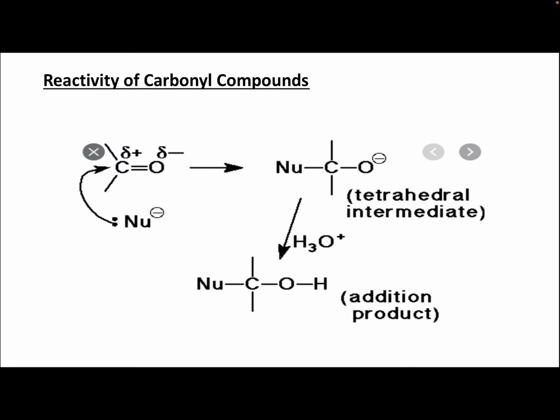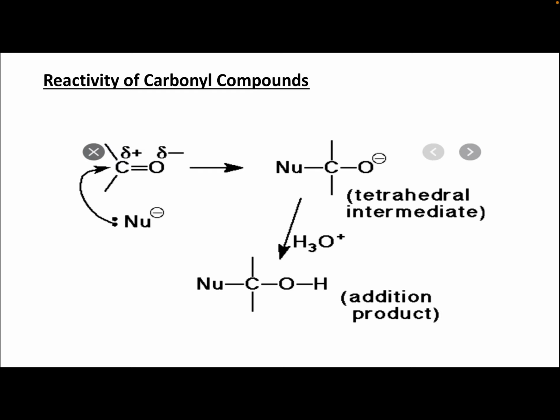We are seeing on the carbonyl carbon, you have seen that oxygen has a delta negative charge and carbon has a delta positive charge. So the nucleophile is negatively charged, so it will attack the positively charged carbon, the nucleophile gets attached there, and a tetrahedral intermediate is formed. Then H plus attacks the negatively charged oxygen and you get the Nu-C bond with OH. So this is the addition product, also known as an adduct. In this way, reactivity of carbonyl compounds takes place in any reaction.